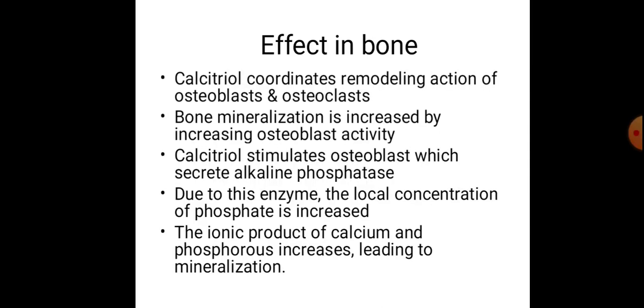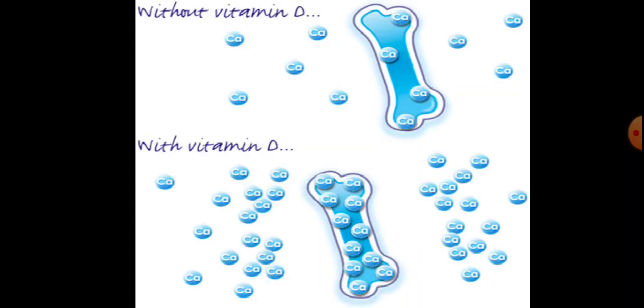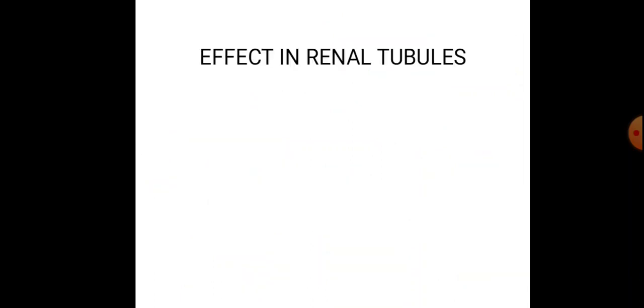This causes remodeling action of both osteoblast and osteoclast. The bone mineralization is increased. The calcitriol stimulates osteoblasts and they secrete alkaline phosphatase. Thus, phosphate concentration also is increased. The ionic product of calcium and phosphorus increases, leading to mineralization. Okay. So, this is a bone without vitamin D and a bone with vitamin D. See the difference. Vitamin D helps in mineralization.